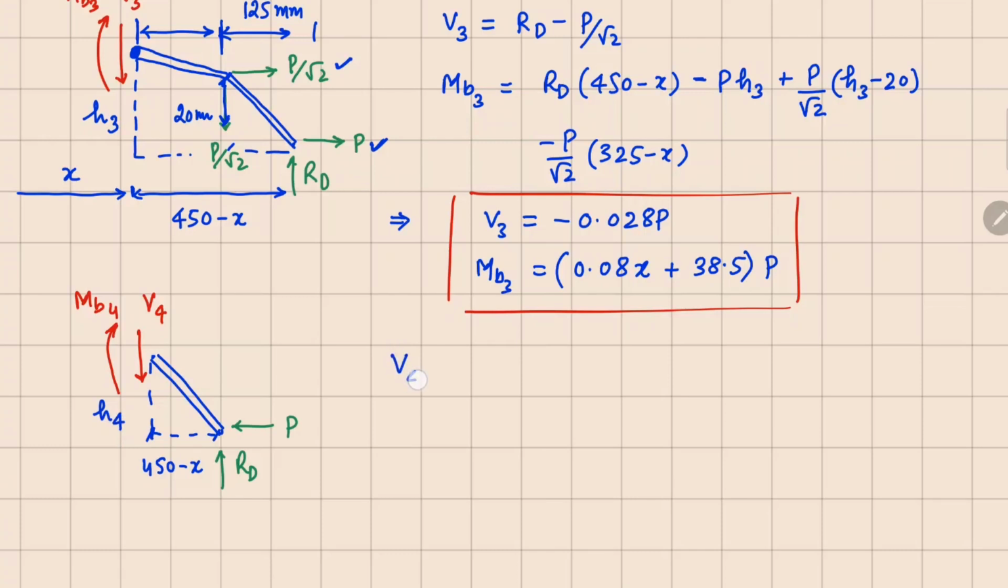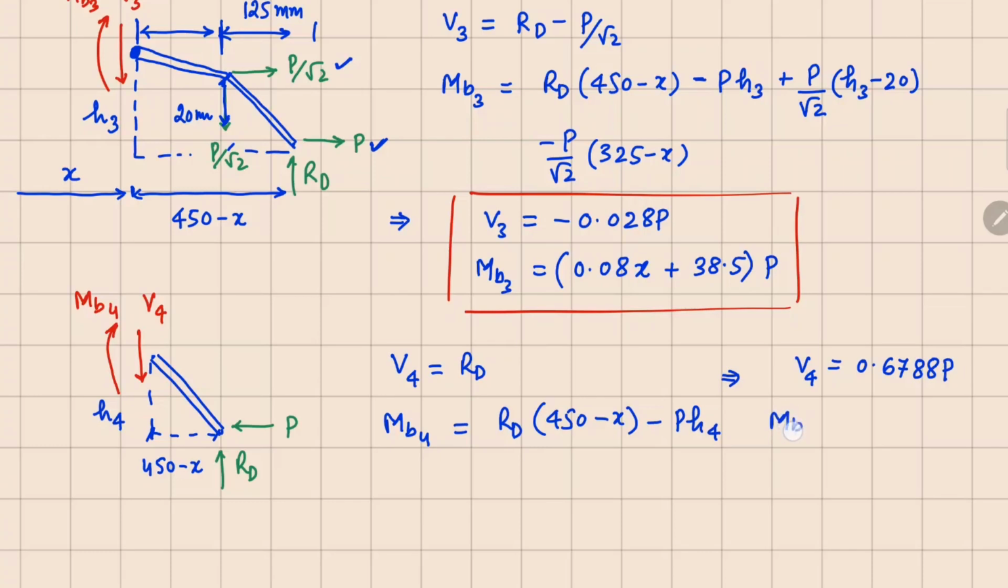So now you can see your V4 equals RD, and your MB4 equals RD times (450 minus X minus P) times H4. So if I simplify these, I get V4 equals 0.6788p, and your MB4 equals (0.52x plus 233) times p. So this is the transverse force and moment at section 4.